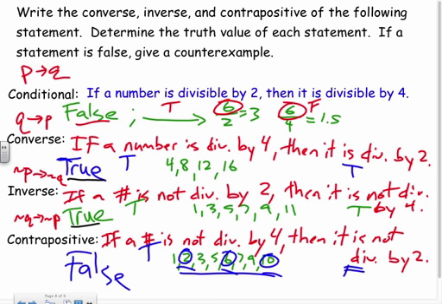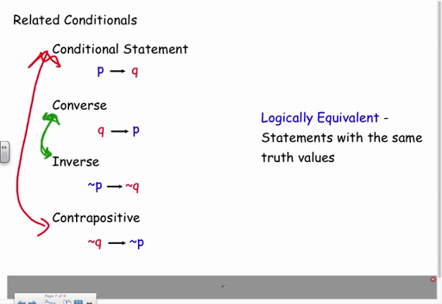Crammed in a lot of things. Just always know that the conditional and the contrapositive always have the same truth value. And then the converse and inverse have the same truth value. And remember, going back here, how this works. P implies Q. Converse, you flip them. Q implies P. Inverse, you flip them back and negate them. Not P implies not Q. And contrapositive, flip that last one. Not Q implies not P.